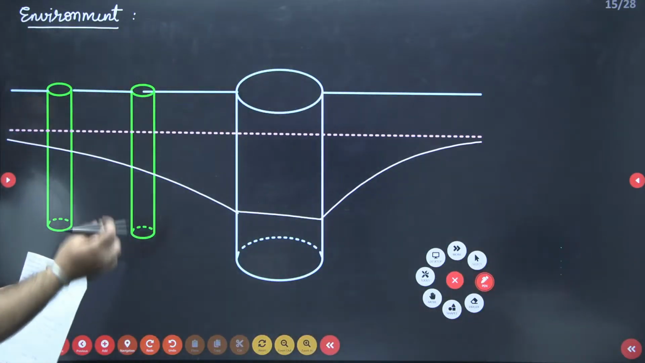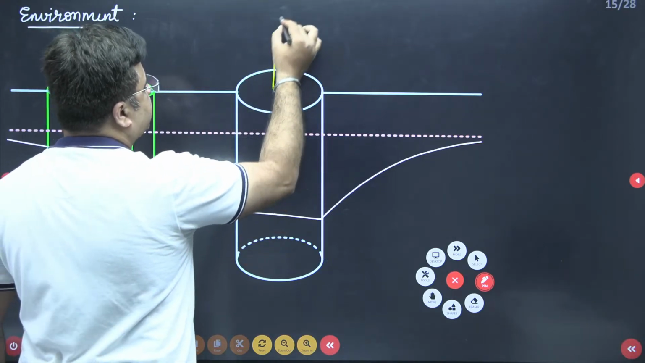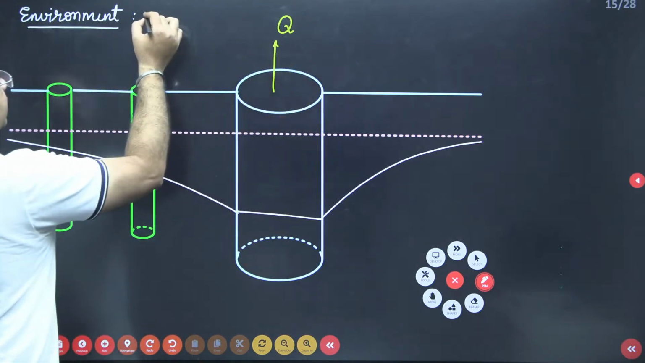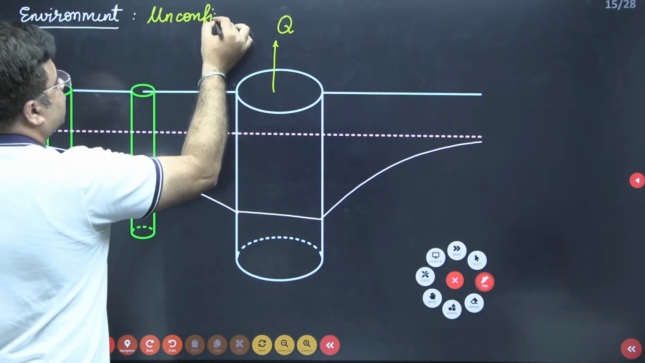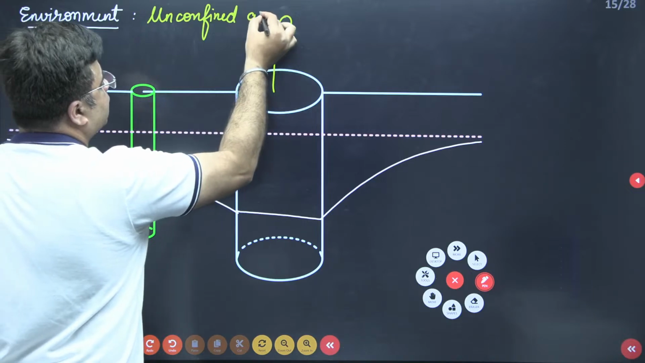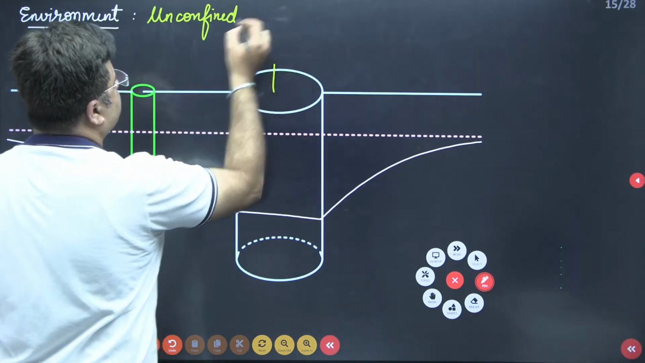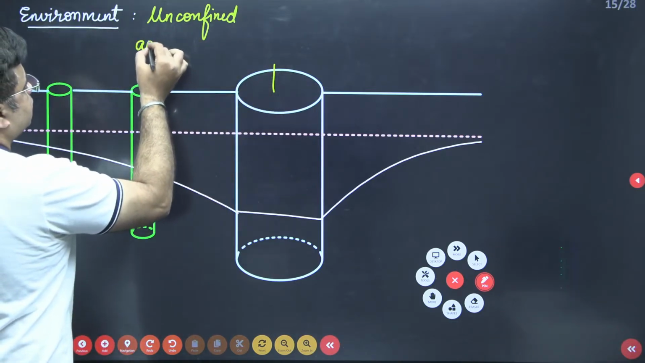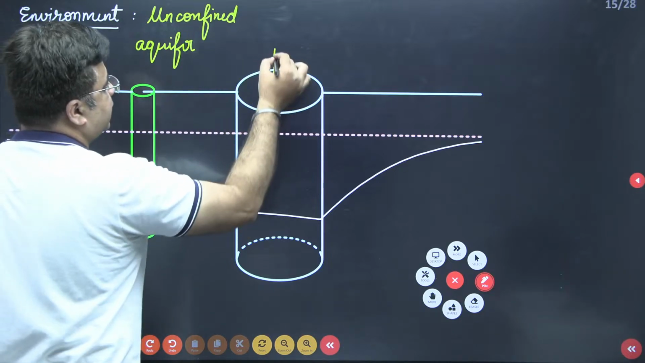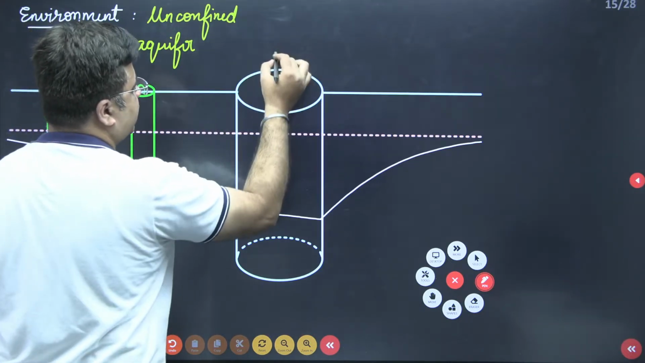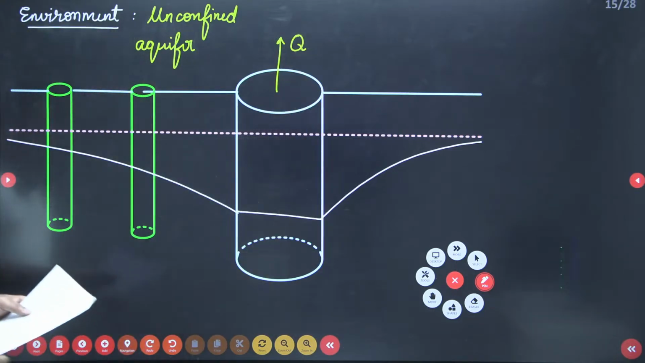So you can see here, you need to calculate the discharge from this main well, and it is present in an unconfined aquifer like this. You need to calculate this discharge from the main well. Okay. So what all data is given to us?